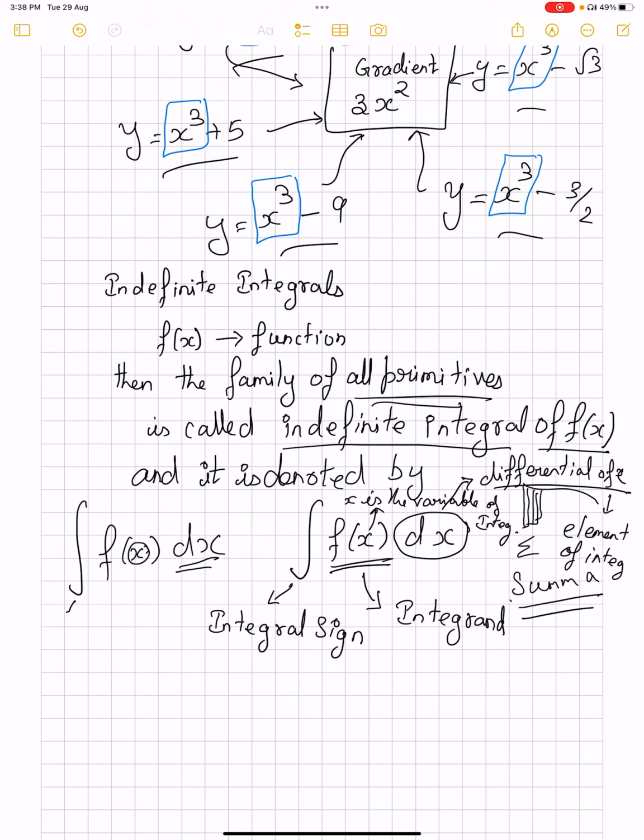Now in the next one we will start with the indefinite integral problems.